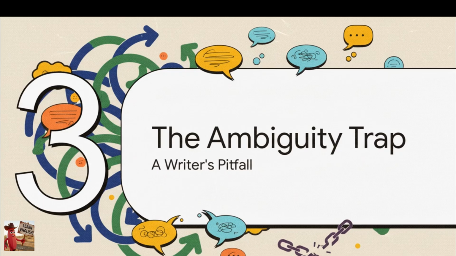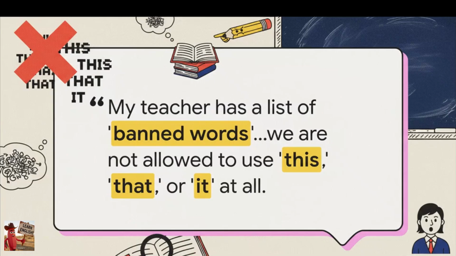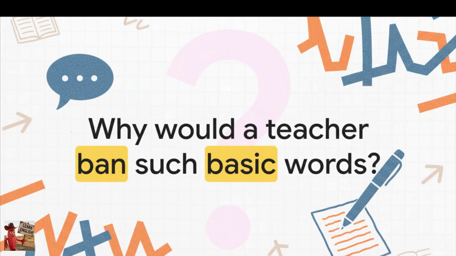So this double duty ability, especially when these words are acting as pronouns, can lead to a really common headache for writers. I like to call it the ambiguity trap. And get this, here's a quote from a student on Reddit. Imagine your English teacher telling you that you're just not allowed to use words as basic as this or that. Sounds crazy, but there's actually a pretty smart reason behind it. So why on earth would any teacher do that? I mean, these words are fundamental to how we talk, right?